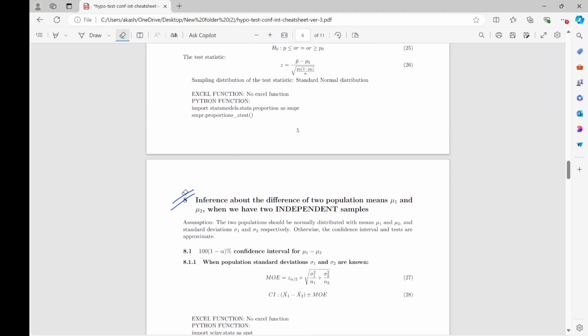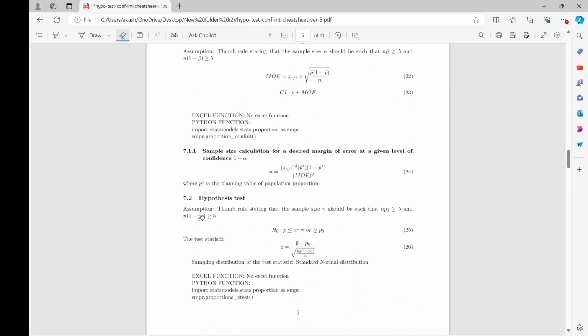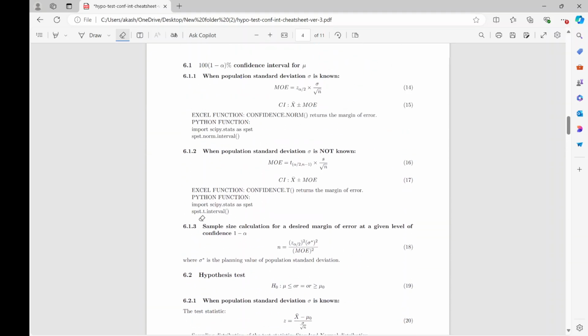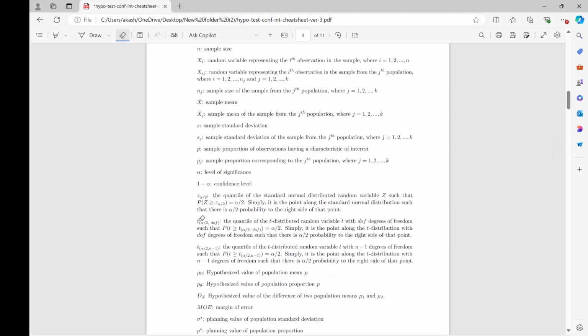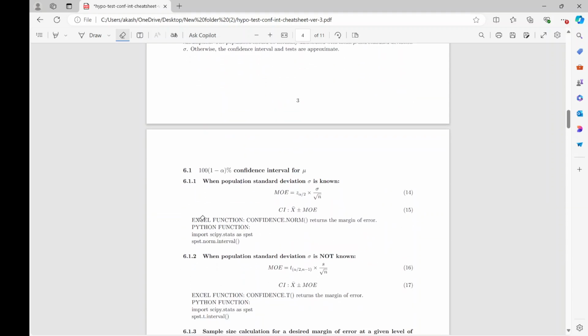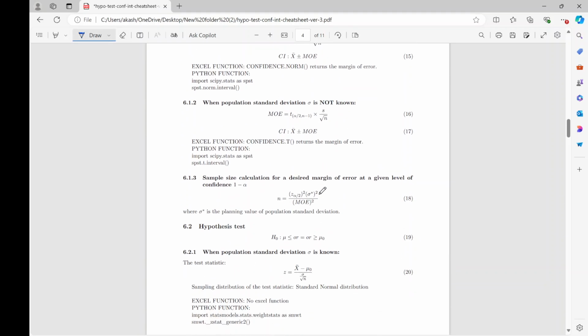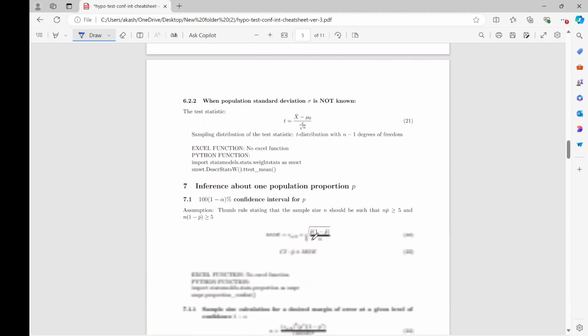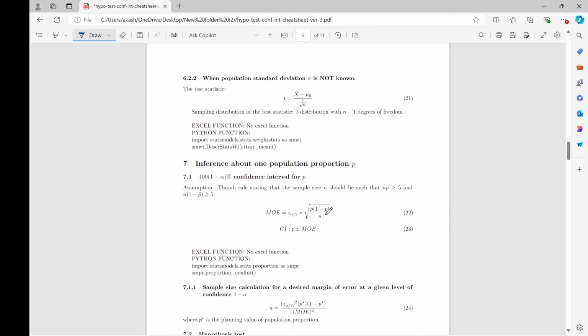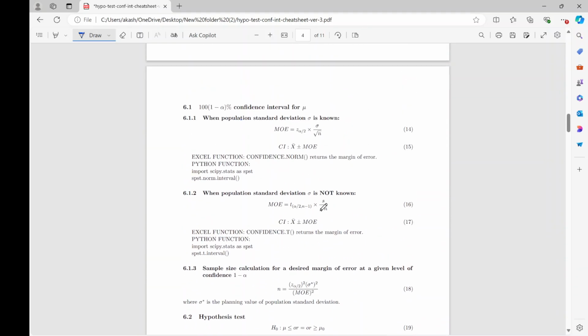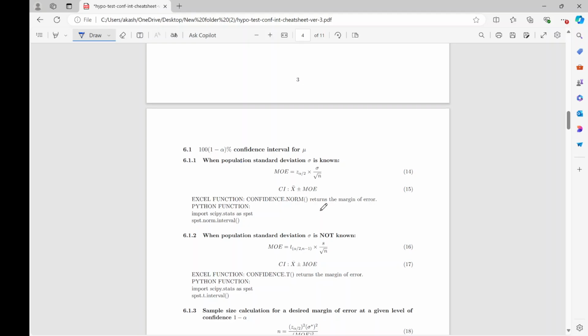I will show maths problems until this point 8. After 8, I'll show it later. But until 7.2, we just have to remember one single equation. Sorry, two actually. One is sigma by root n, and another one is the square root of p bar into 1 minus p bar by n. So if you remember these two formulas, you don't have to remember anything else.